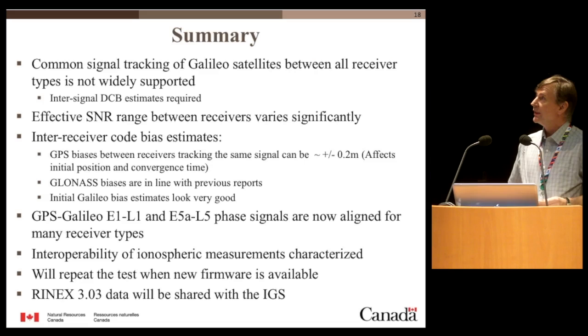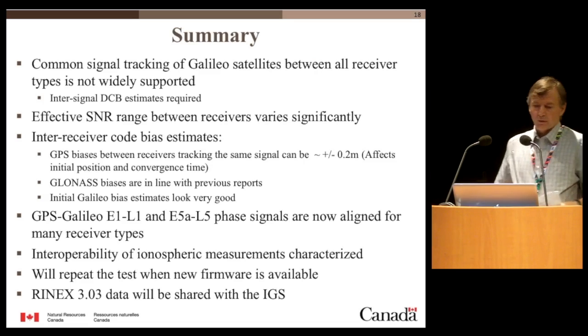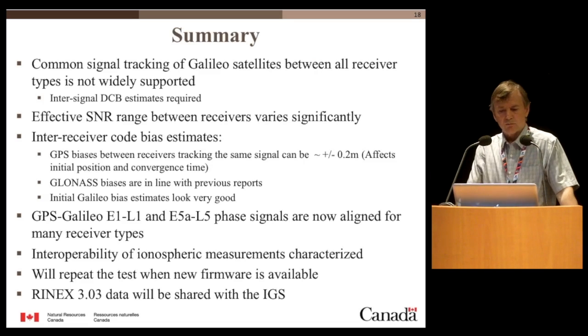So coming to the summary, common signal tracking of Galileo satellites between all receiver types is not widely supported. So we're going to have intersignal DCB estimates. I showed you the effective SNR range between receiver types, helping with interoperability. There was a movement about 10 years ago to try and standardize SNR estimation within the RTCM. It didn't go anywhere, so I guess we're stuck with different SNRs.